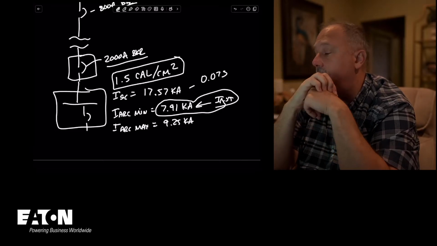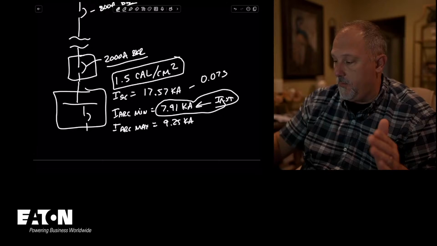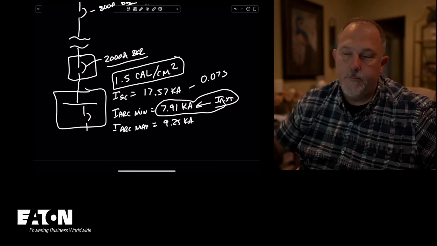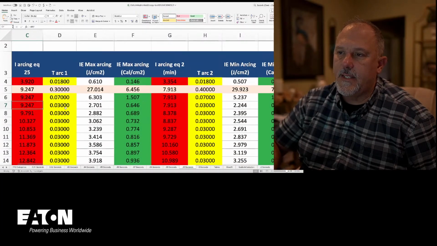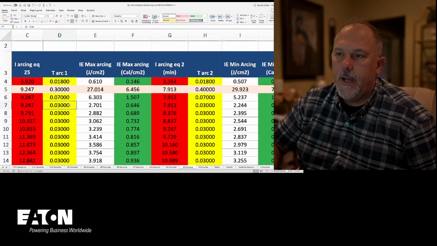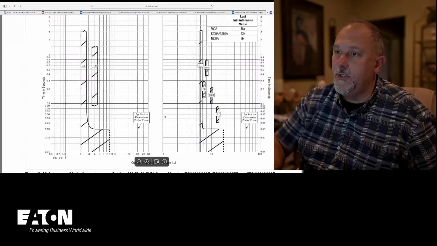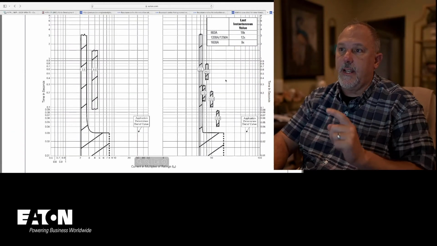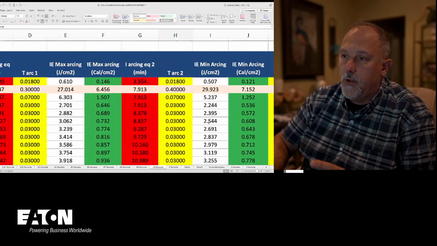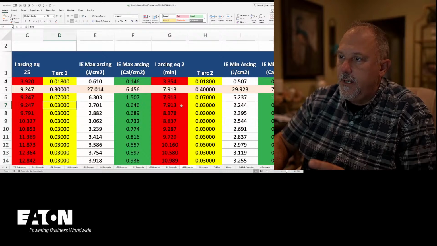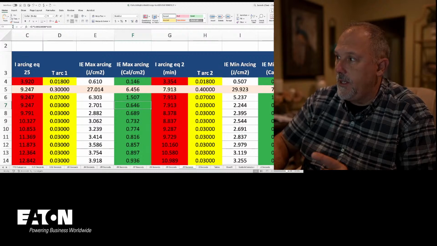Now that's even better. So if I separated that into two 1200 amp panel boards, so if I went back, oh geez, I wasn't even showing my monitor. So what I did there was I added 0.03 seconds, because I was using this breaker at 6 times, and my clearing time was 0.03 seconds. So at 0.03 seconds, now I'm at 0.646 calories per centimeter squared is my highest.